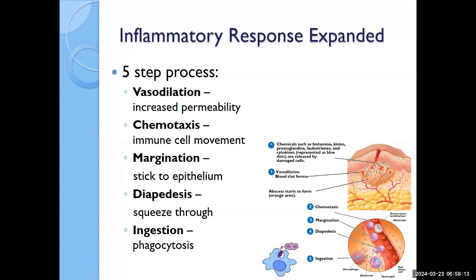Margination is step 3. This is the process by which the immune cells adhere to the epithelium. They stop near the site of infection. Step 4 is diapedesis, when those immune cells actually leave the capillaries and blood vessels and enter the infected tissue. Then we hit step 5, and this is the ingestion or clearing or cleanup of the bacteria or other pathogen, which ultimately is phagocytosis, cell eating.